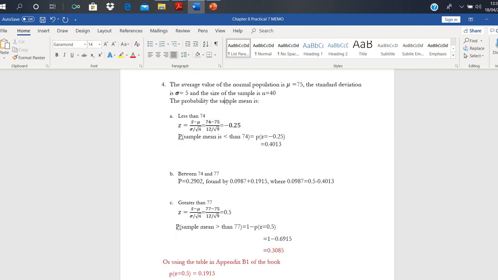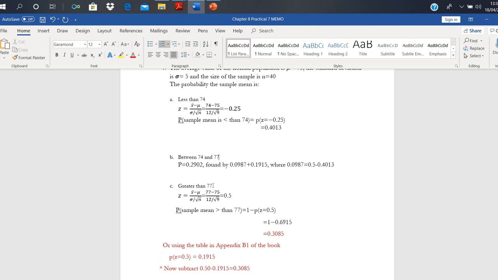So question number 4, which is also in the same format. Here I will be very quick. The average value of the normal population is 75. The standard deviation is 5, and the size of the sample n is 40. So find the probability of the sample mean to be less than 74, to be between 74 and 77, and to be greater than 77.